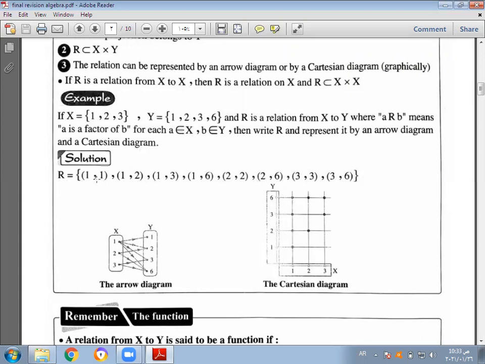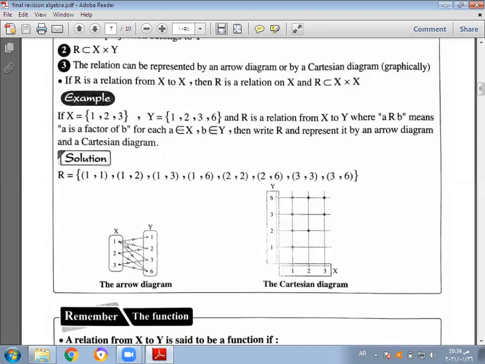As we can see, 1 is a factor of 1, 1 is a factor of 2, 1 is a factor of 3, 1 is a factor of 6, and 2 is a factor of 2. 2 is a factor of 6, and 3 is a factor of 3, and 3 is a factor of 6. And we can represent it by an arrow diagram and the Cartesian diagram as shown.